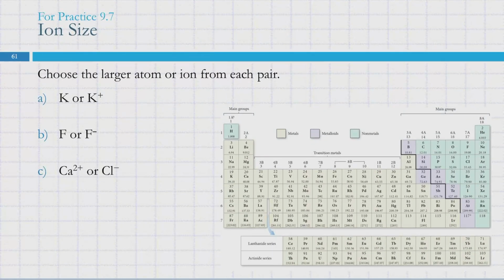All right, ion size. Choose the larger atom or ion from each pair. We've got potassium or the potassium ion, fluorine or fluoride, and the calcium ion or chloride. So think about what's happening when we're changing from the neutral species to the charged species. And for the third one, think about what the different properties of those are.